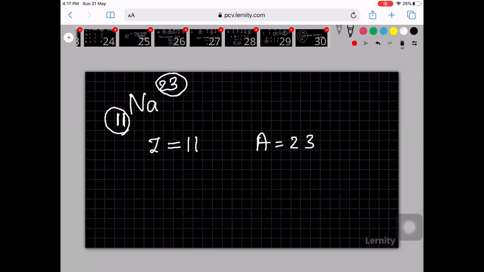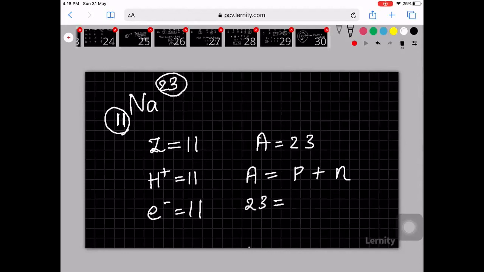I already told you atomic number is equal to number of protons. So if atomic number is equal to 11, number of protons will be equal to 11. The number of protons and electrons in an atom will be equal. So if number of protons is 11, number of electrons will also be 11. What about the mass number? Mass number is equal to 23. Mass number is equal to number of protons plus number of neutrons. So if mass number is 23, number of protons will be 11 and number of neutrons will be 23 minus 11, it will be 12.